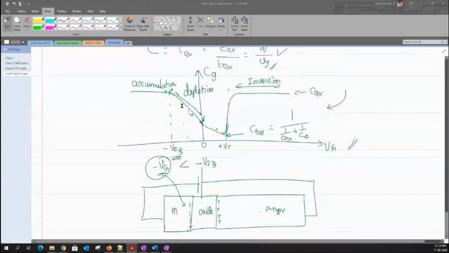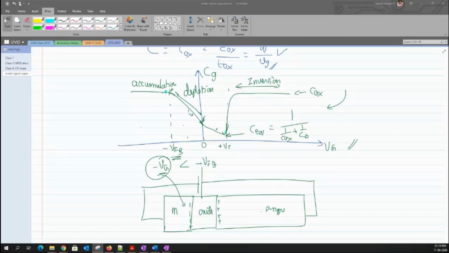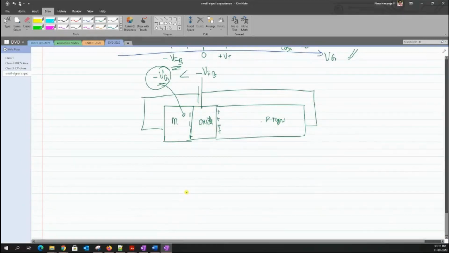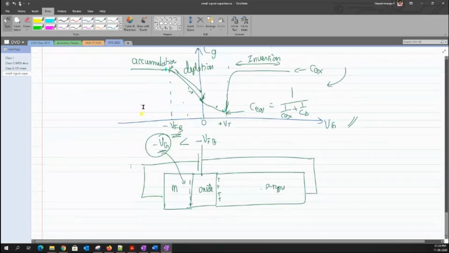Why does this graph show some sort of curvature, particularly in the case of the depletion mode? Can there be any reason for this particular condition? The depletion region length will increase. How does this length actually matter for us? Because this is a plot wherein I am not plotting anything with respect to the length.